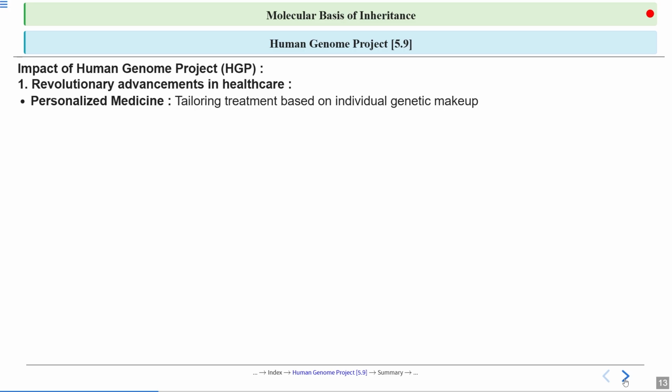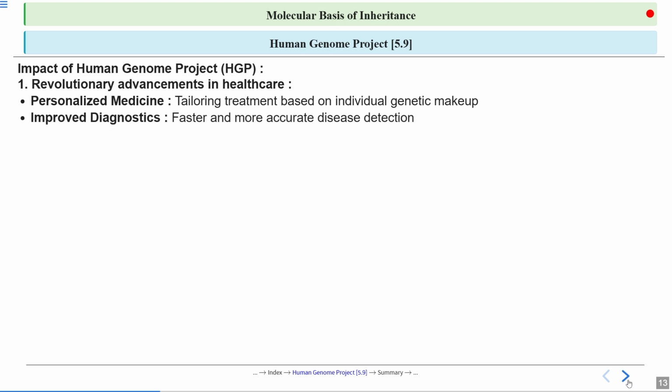Because we know that many people react to medicines differently. But if we know the genetic makeup of that person, we might give them the medicine which they can tolerate properly, and there is no side effect. So this Human Genome Project can make a very big advancement in personalized medicine.